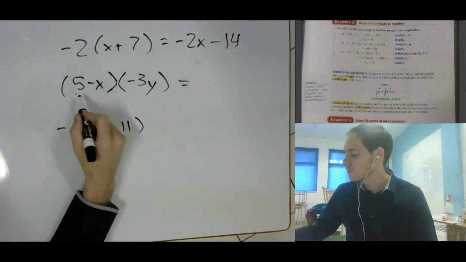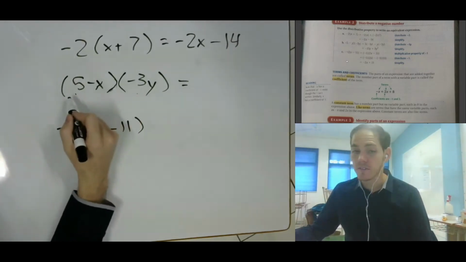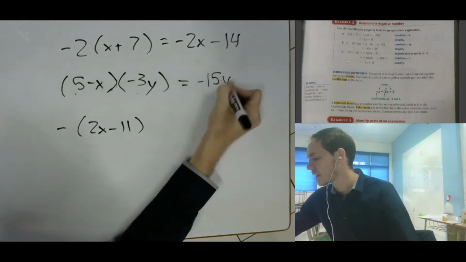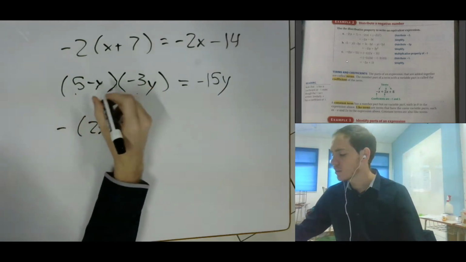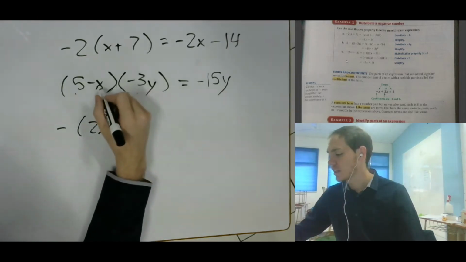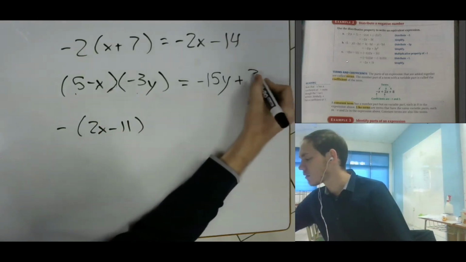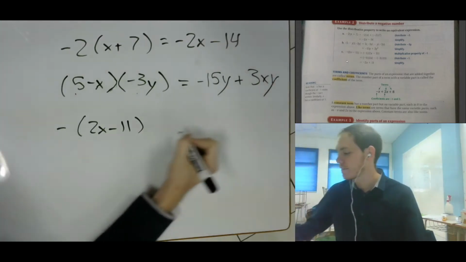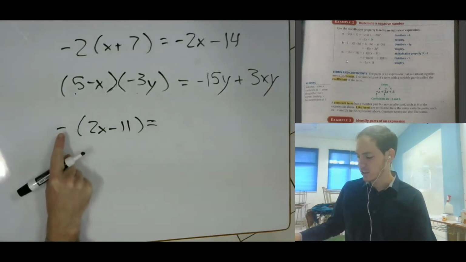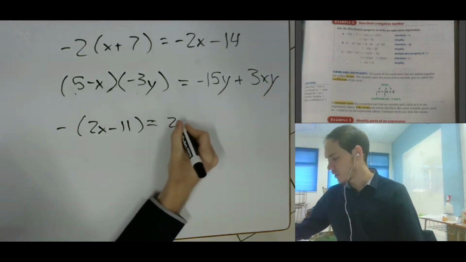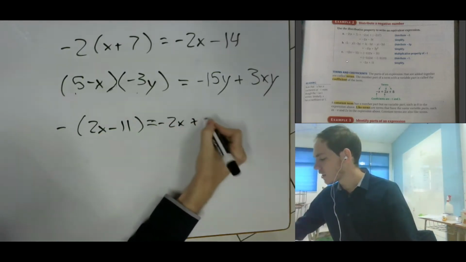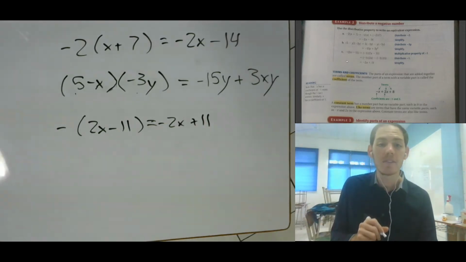Okay, what about this one? Negative 3y times 5 would give us, that's exactly right, negative 15y, okay? The 5 and the 3 multiply. Negative times a negative is a positive, that's correct. 3 times x wouldn't change anything, so we get positive 3xy, okay? All this negative does is multiply times each thing. So negative times 2, negative 2x. Okay? Negative times a negative, positive 11. Okay? So distributing a negative works that way.